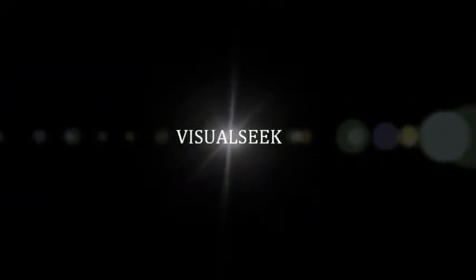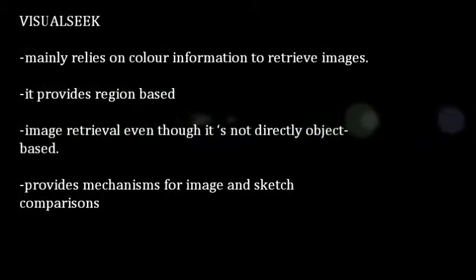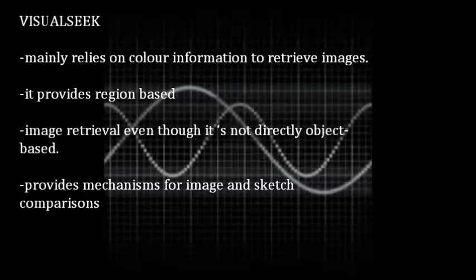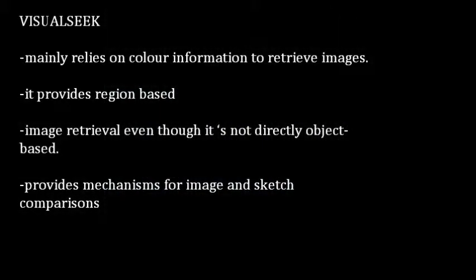We go to the next language. The next language is Visual Seek. Visual Seek mainly relies on color information to retrieve images. It provides region-based image retrieval. Even though it is not directly object-based, it also provides a mechanism for image and sketch comparison.